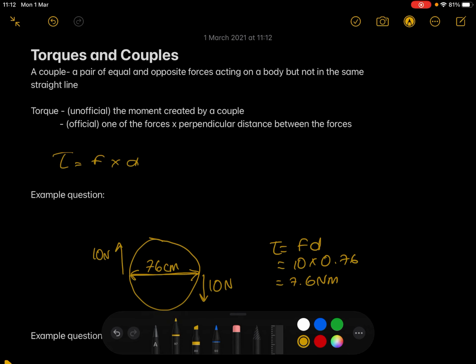Last lesson yesterday we looked at moments and the principle of moments with the body in equilibrium. Today we are looking at torques and couples. So I thought I'd start off with a definition.